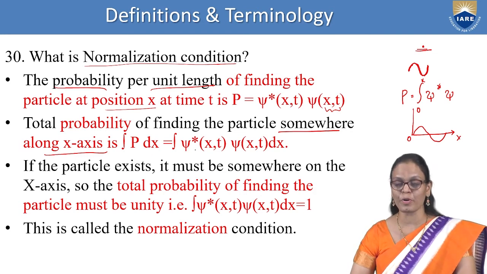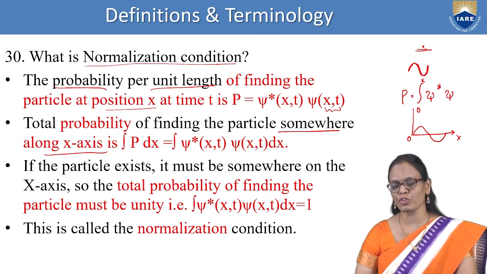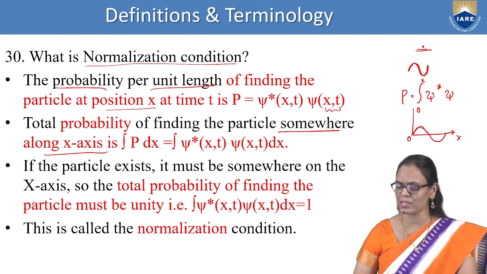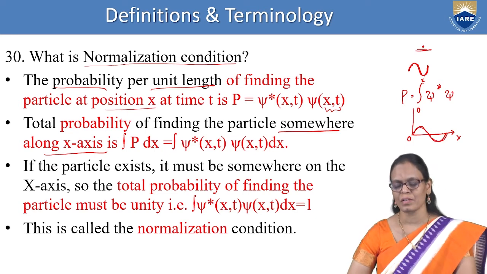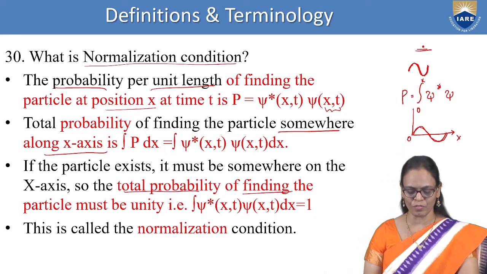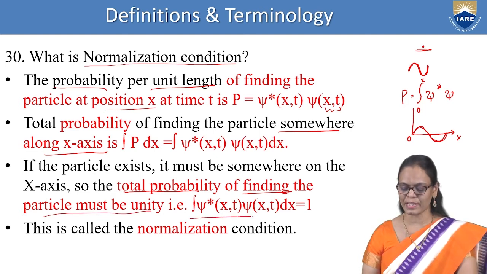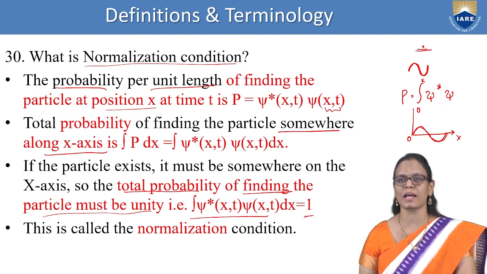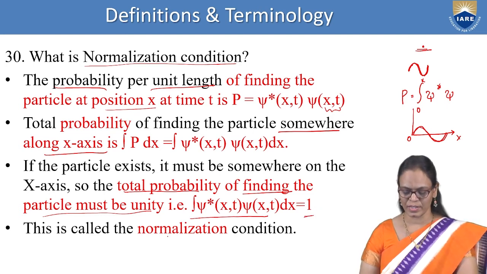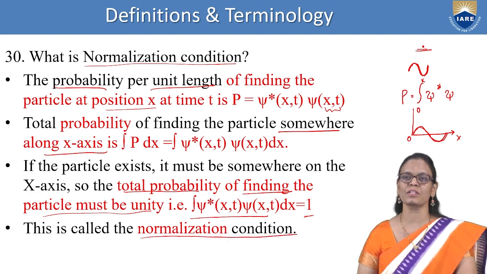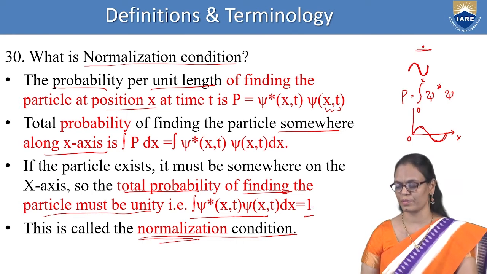Now when I say probability, if the particle is there, I have to find it somewhere in this region. So the total probability of finding the particle must be unity. And that is denoted by psi star psi equal to 1. The integral of psi star psi is equal to 1. This we are calling the normalization condition. The normalization condition is: integral psi star psi is equal to 1.